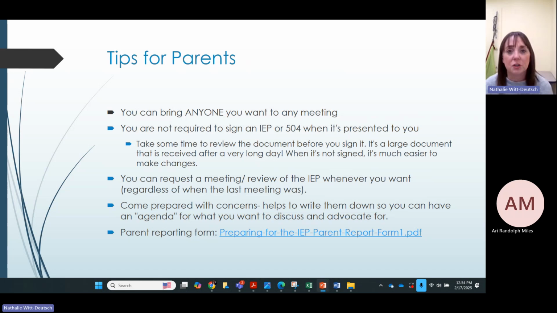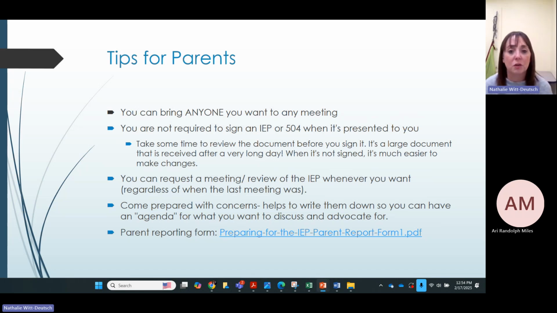Come prepared with your concerns. I highly recommend all parents write down everything that they can think of so you have an agenda for what you want to discuss and advocate for. Pick at least your top 3 priorities. These are the things that are most important for you and your child to be successful in their educational placement. Write those down so you can ensure that they're brought up.